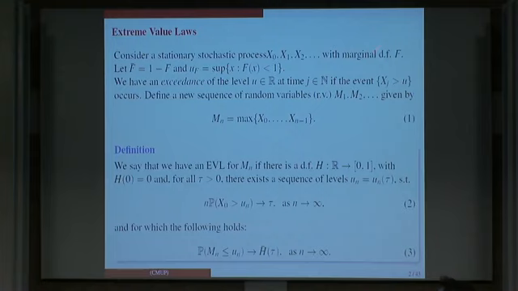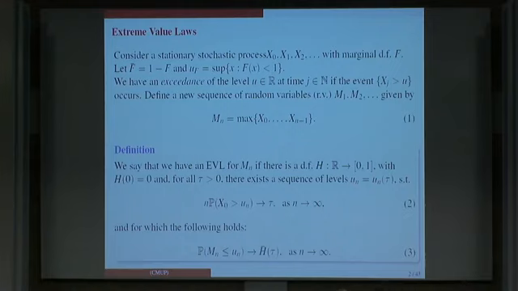For this moment I'm in the classical setting, so we just consider a stationary stochastic process where the marginal distribution function is denoted by F. The tail of this distribution function is given by F bar, and uF will be the right endpoint of the support of this distribution function. This is to introduce some vocabulary: we have an exceedance of the level u at time j if Xj exceeds u.